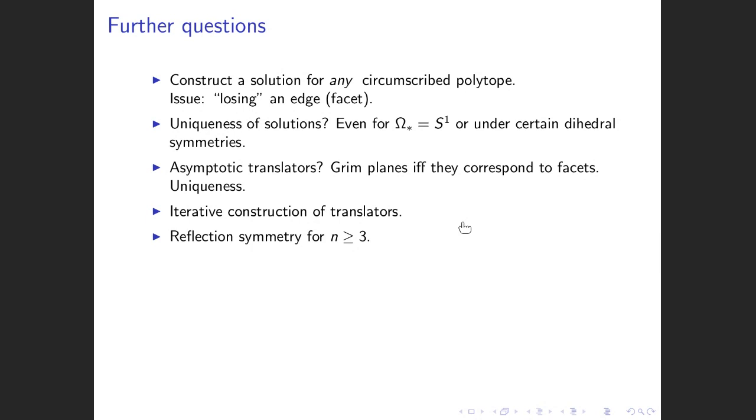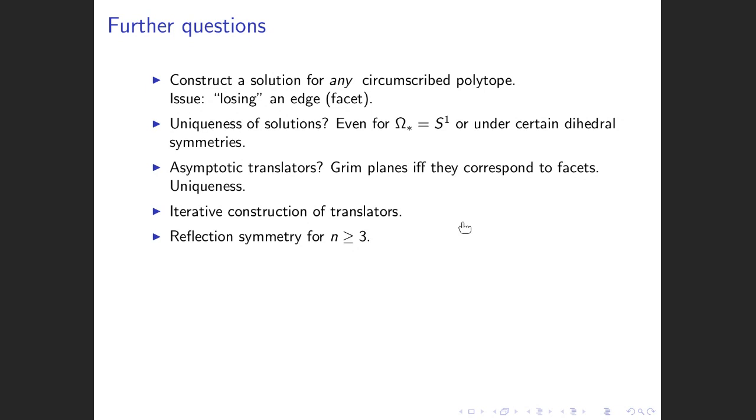Then it will be interesting to look at the asymptotic translators. In the construction of the solutions, we knew what the asymptotic translators are, but in general, we don't. This would be interesting or useful for an iterative construction of translators. I said on the first slide that the classification of translators in dimension 2 is known now, but in higher dimension it's still unknown.